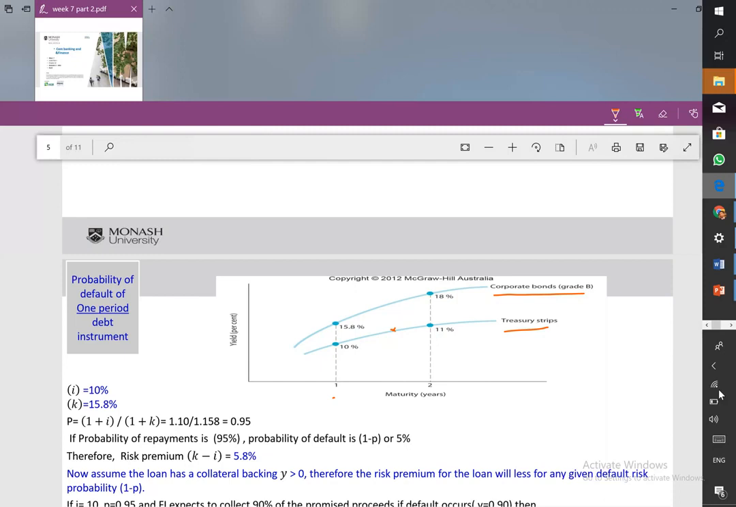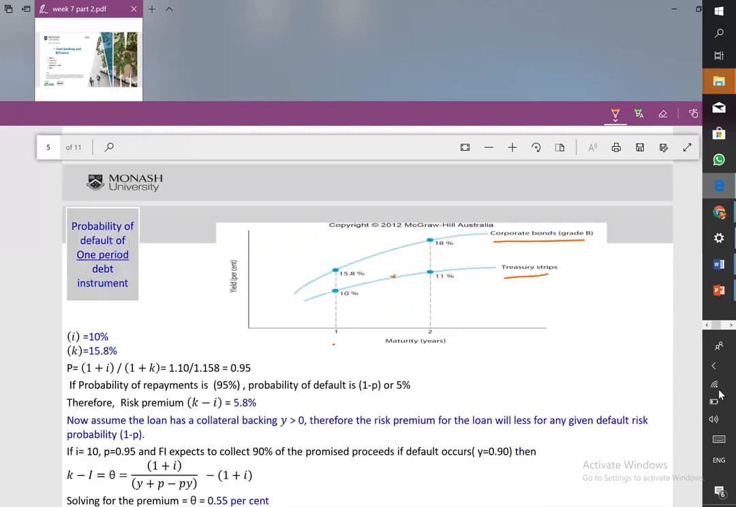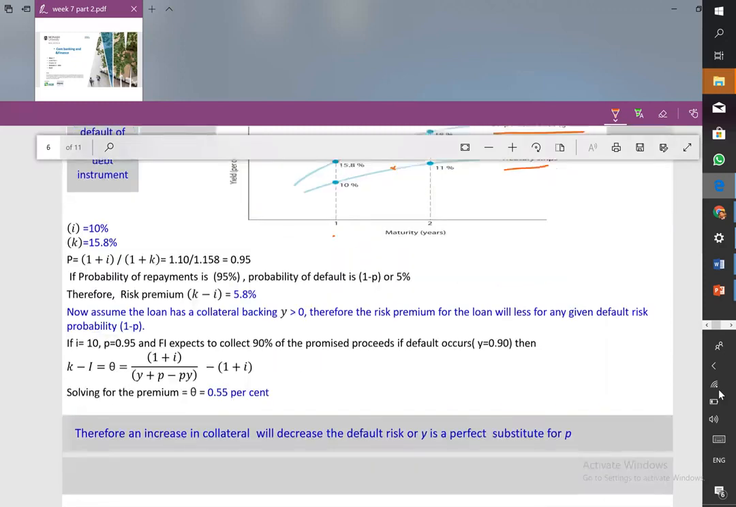Then we go to the next year, where the spread is increasing. There is nothing to do in this slide. It's just telling you that when I is 10% and K is 15.8%, then we can calculate the probability of payment as 95. I think I have talked about all of this and told you this premium can be 5.8 without collateral.